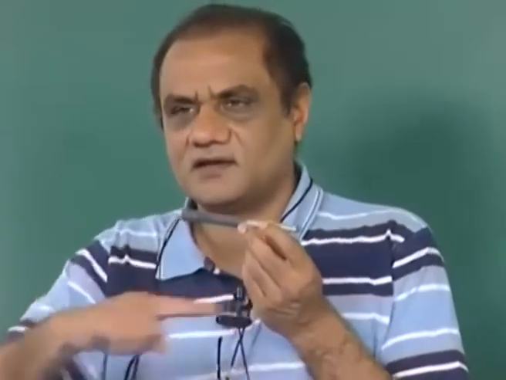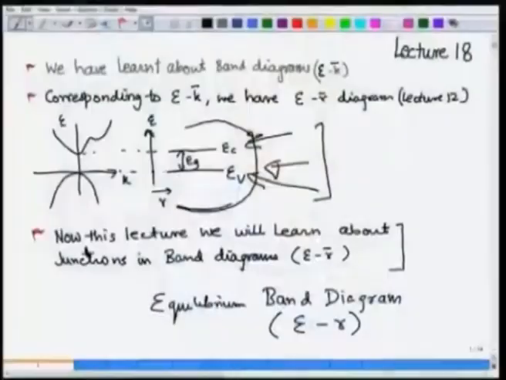So, if this is the position axis, then I can draw EC as one line and EV as another line in energy, with a gap between EC and EV. It is a straight horizontal line, because they do not change with position. Now the question is, if I join two materials, what will happen? How would I draw this EC and EV? This is what we are going to learn in this lecture.